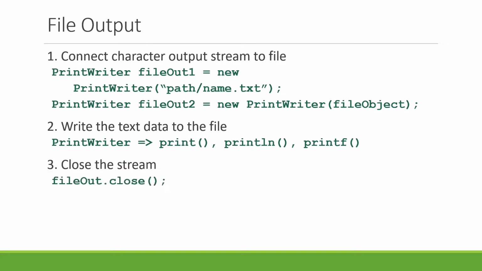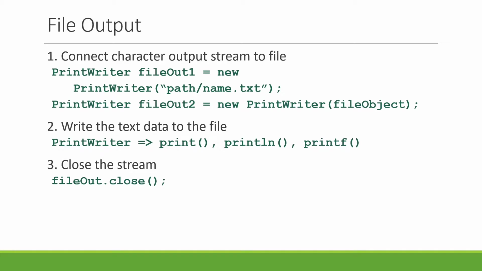The third step is you must close the file stream, the output stream, when you're finished. You'll see why. It's because when you're working with these kinds of output streams, character streams, it's not writing directly to your file. It's actually writing to an area in memory called a buffer. It's called an input buffer or an output buffer, depending on what you're doing. In this case, it's an output buffer.